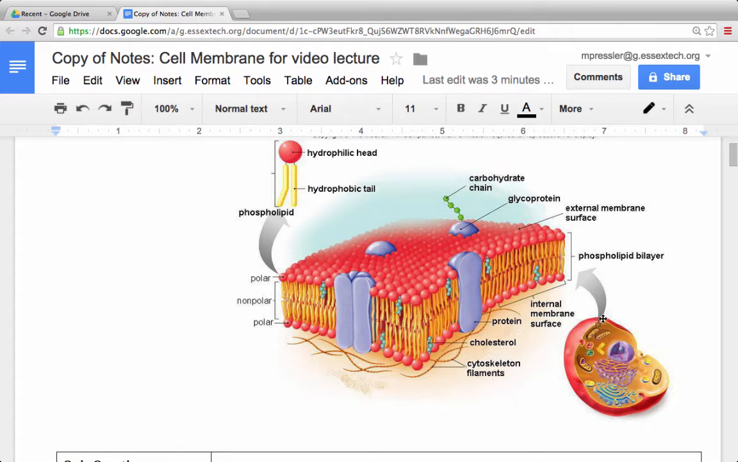If we take a small section out of the cell membrane here and we enlarge it, this is what it looks like. And this is what we're going to be talking about today. We're going to be talking about this structure here and all of the pieces that make up this structure and why those pieces are important. So let's get started.